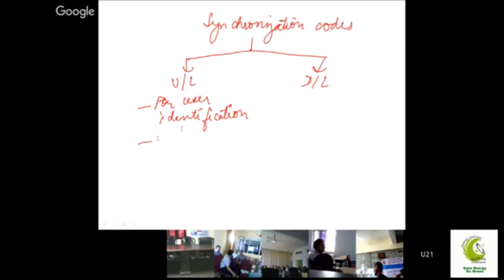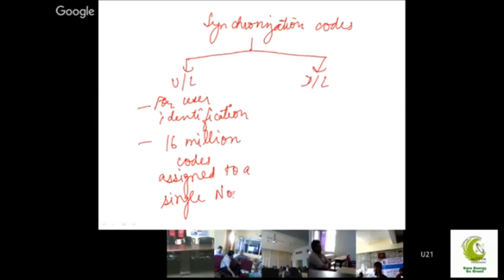So uplink codes are for user identification, with 16 million codes assigned to a single node B. Now downlink codes, or the downlink synchronization codes, are for cell identification, that is, to denote the cell.